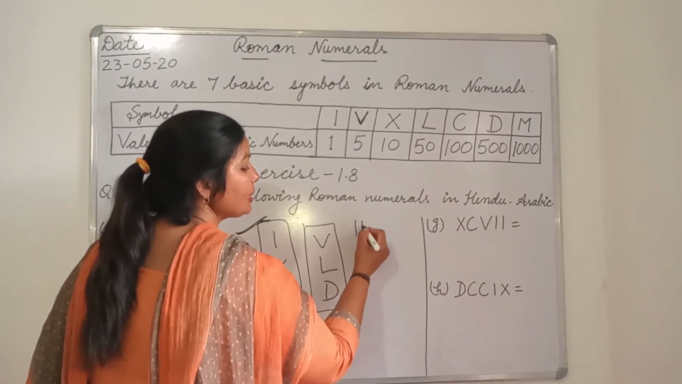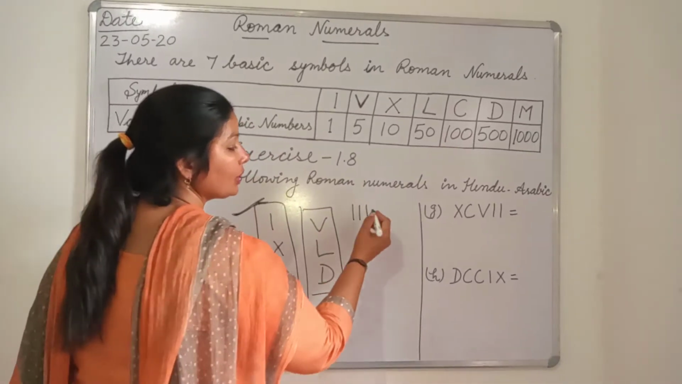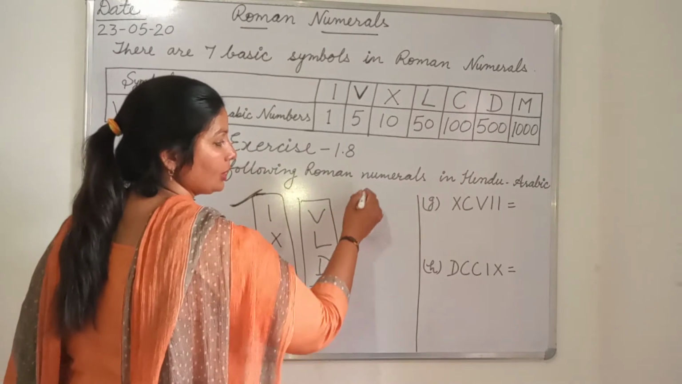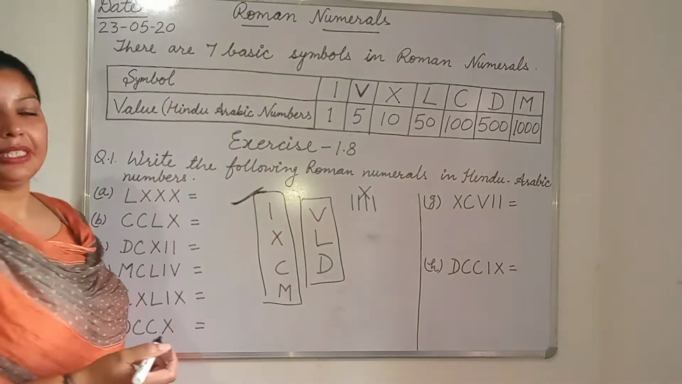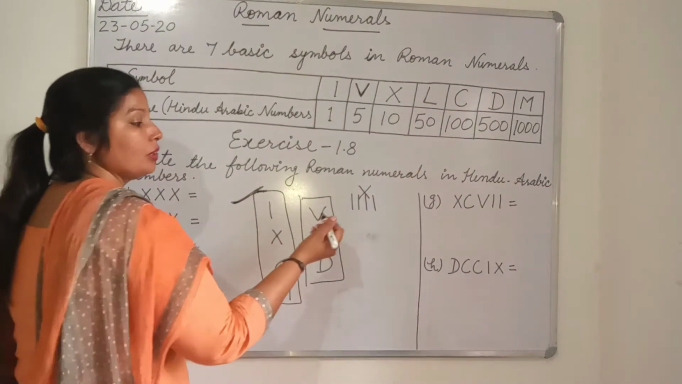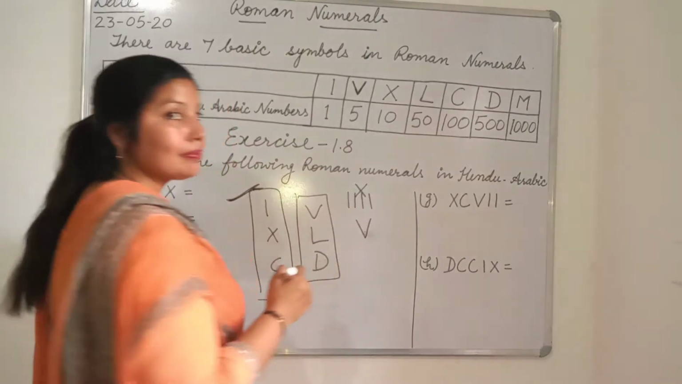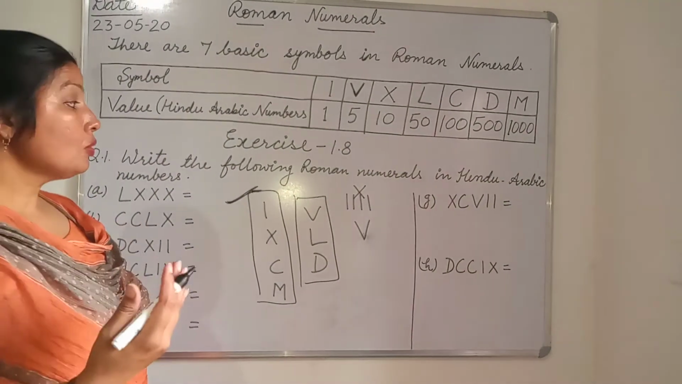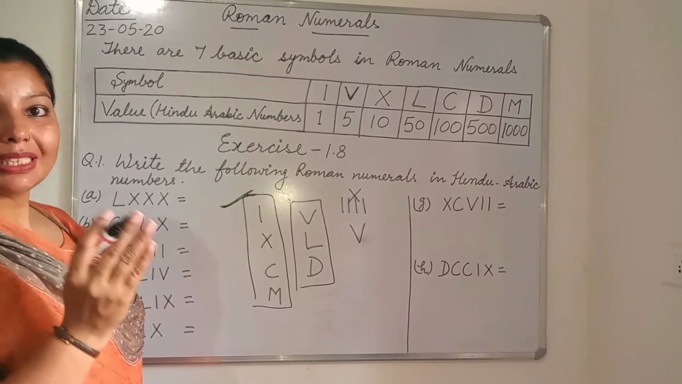Then 2 times I means 2, and 3 times I means 3. But for 4 we can't repeat I 4 times. This will be wrong. For 4 we will go to the next symbol. The next symbol is V. So for 4 we should use V. But V means 5, so after 3 we can't directly write 5. We should make 4.